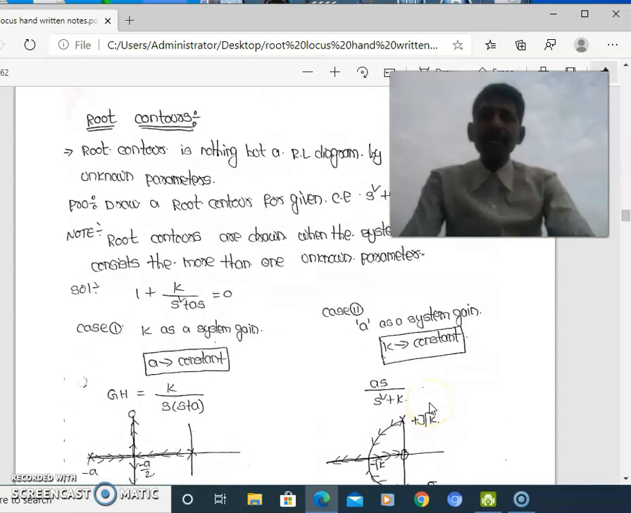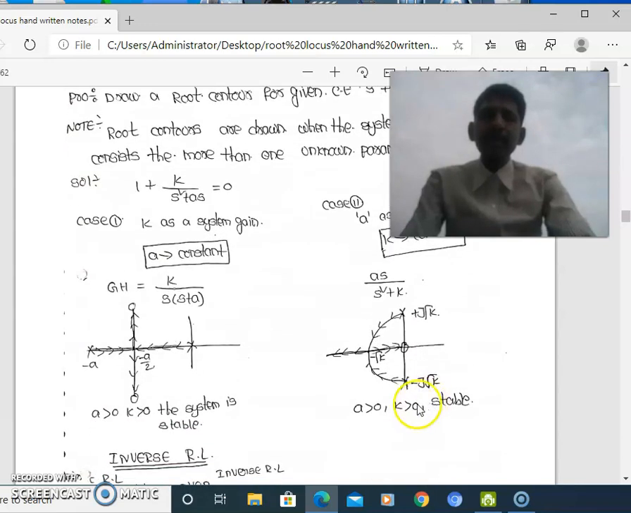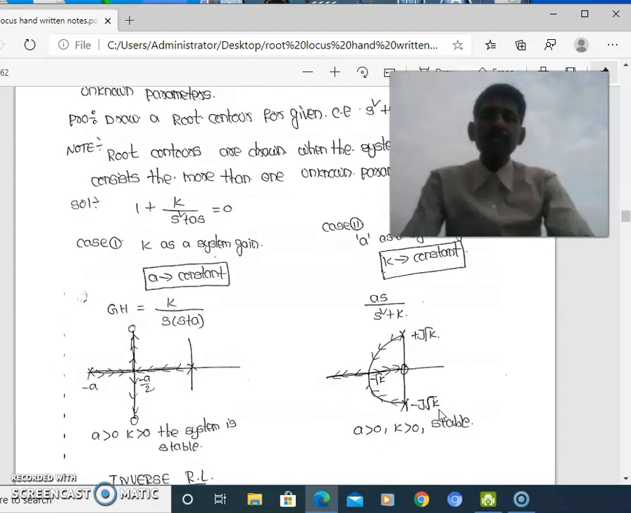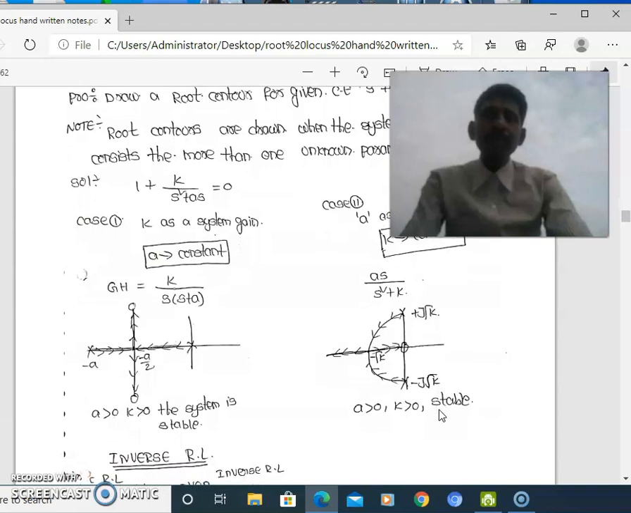This system is said to be stable when A is greater than 0 and k is greater than 0. Always keep in mind that the difference between root locus and root contour is that the root locus will be having only one variable, whereas the root contour will be having 2 unknown variables.